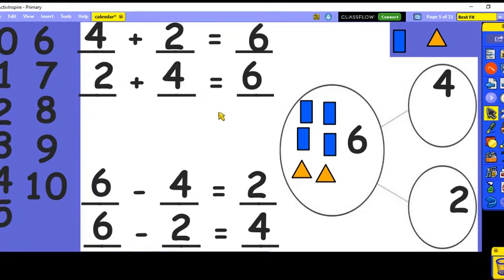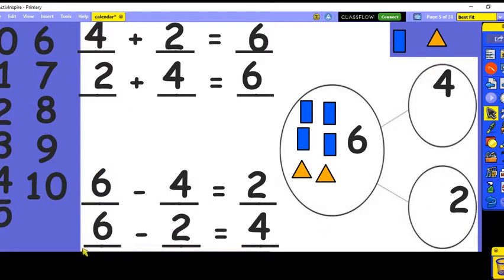2 plus 4 equals 6. And remember, the answer when we add is called the sum. And when we add, our sum, our answer, always gets bigger because we're finding more. We're finding the total. We're adding the two parts together.